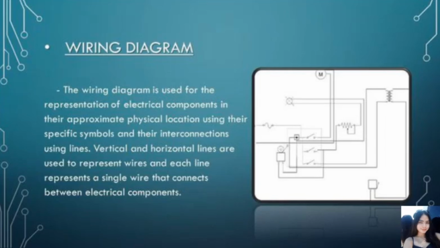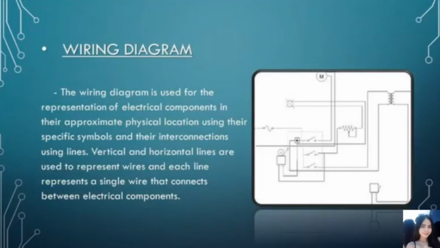So, a wiring diagram is a visual representation of the physical location of electrical components. Wires are represented by vertical and horizontal lines, and each line represents a single wire that connects between electrical components. So in this figure, the vertical and horizontal lines that we see are wires.